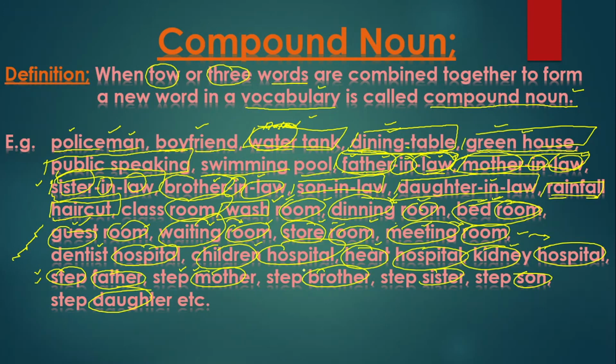Now, a brother who may not be from your father or may not be from your mother, that is known as the stepbrother. And in the same way, step means the one who is not from your real mother or father, that is known as the stepsister, stepson, stepdaughter, etc. So those nouns, when you combine them together and they make a new word in a vocabulary, is called compound noun. So this is all about compound noun.